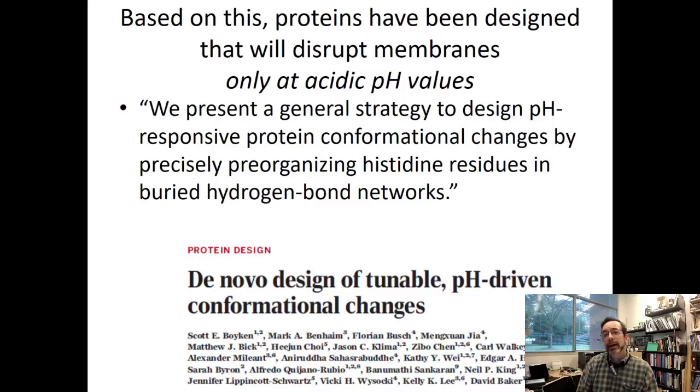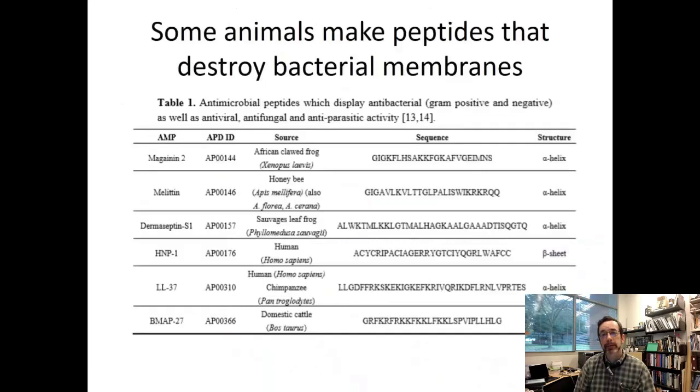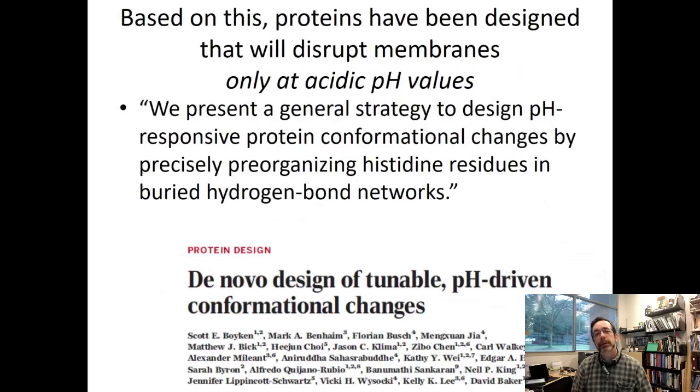So the design has been, let's make some proteins that are short sequences like the ones I just showed you. Let's design some proteins that will reliably only disrupt membranes at acidic pH values. So we put it in a situation where in an acidic environment, it will disrupt membranes, but at a neutral pH, it will not. And this could be good for keeping the patient, who's mostly at a neutral pH, safe from these membrane disruptions.